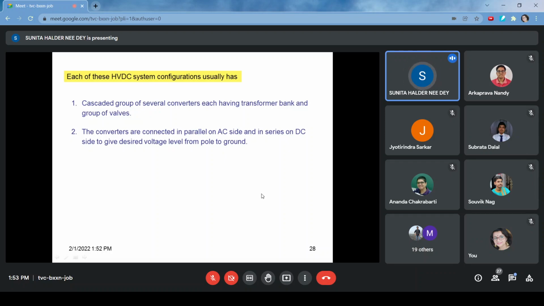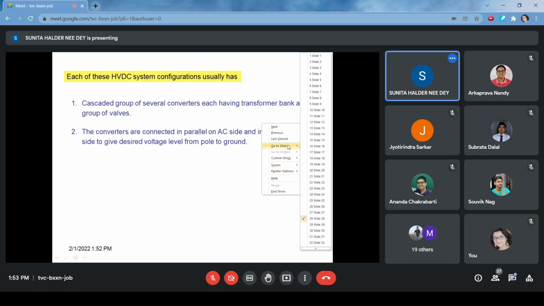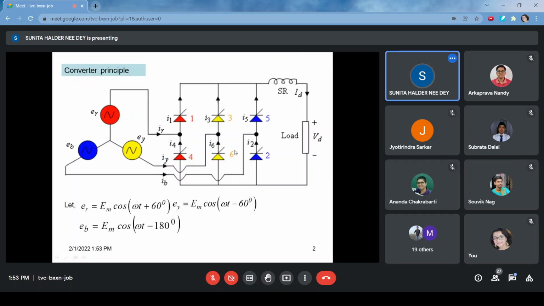So, in case of HVDC configuration, it may happen that on the DC side, a huge voltage is required, like 750 kV. It is not possible that one conductor may give this 750 kV. Then what is done, like a battery?